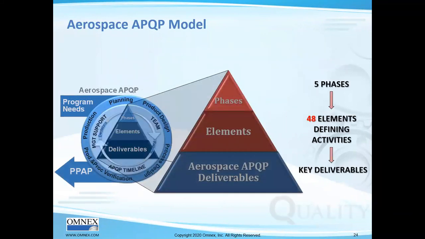Okay. So this is kind of what the aerospace APQP model looks like. You have your program needs. You have the 5 phases of the APQP around the outside of the circle. You have your management team making decisions and doing reports, and you have all the stuff in the middle, which is the 5 phases. There's 48 defining elements or activities, and each one has some key deliverables. And we're going to talk about each one of those today as well.